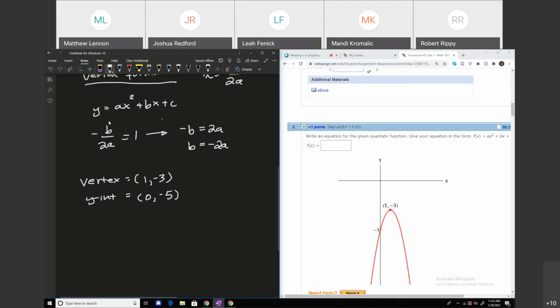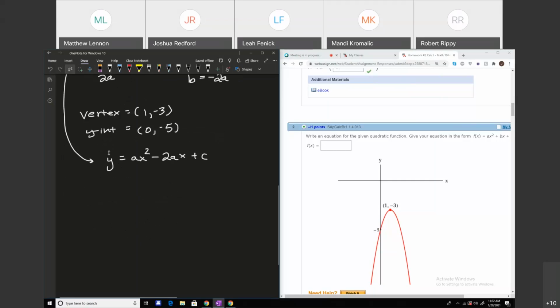So we can actually rewrite our formula down here, as we can replace b by minus 2a. So we know we have y equals ax squared minus 2ax plus c. And then probably what we can do is plug in both points, and we'll have 2 equations and 2 unknowns, is my thinking. Let's plug in the y-intercept. That'll tell us what c is, I believe.